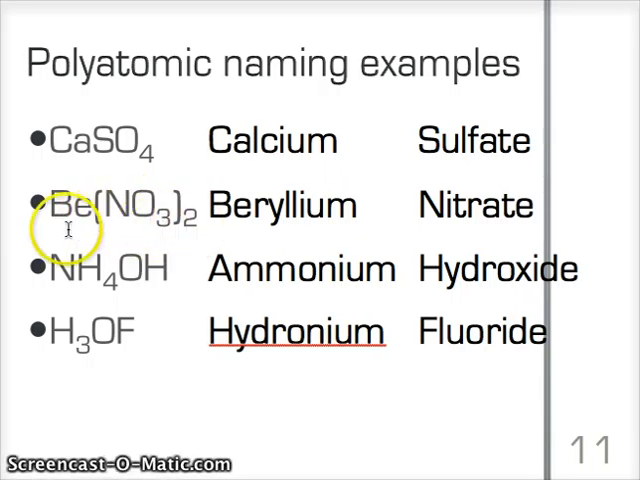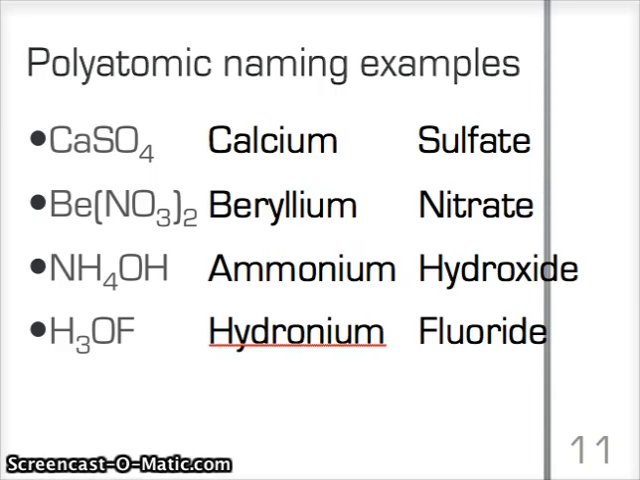Be(NO3)2 is beryllium, because NO3 is a polyatomic. So this is beryllium nitrate. NH4OH, since there are four capital letters, you most likely have two polyatomics. So NH4 is ammonium and OH is hydroxide: ammonium hydroxide.